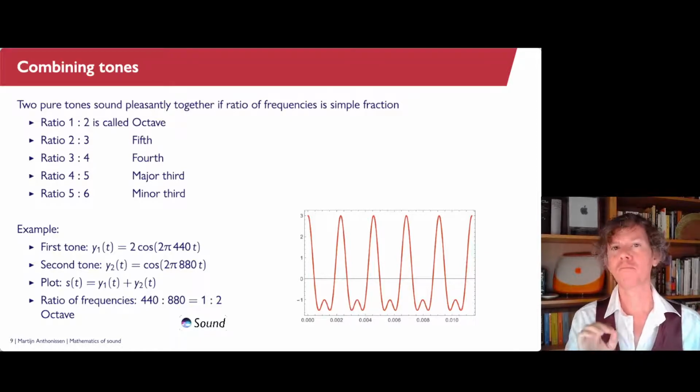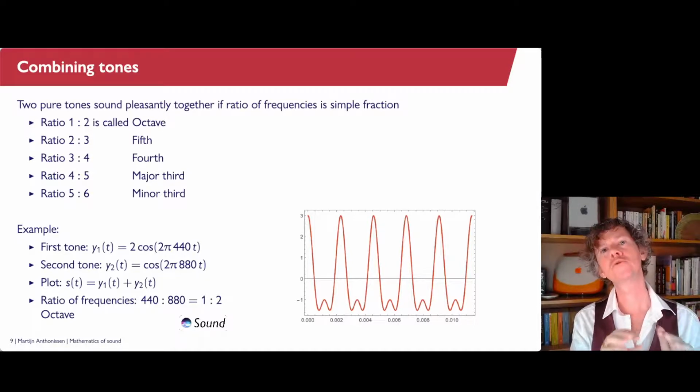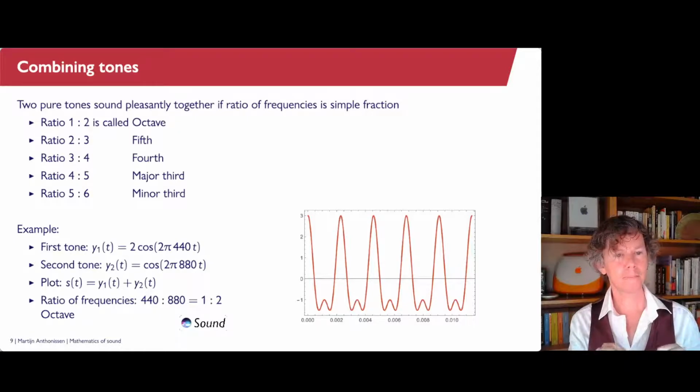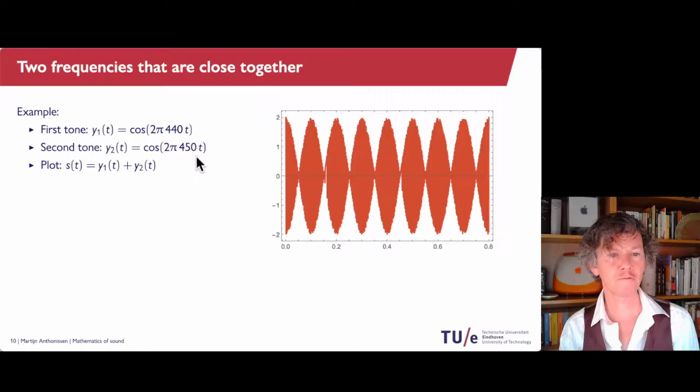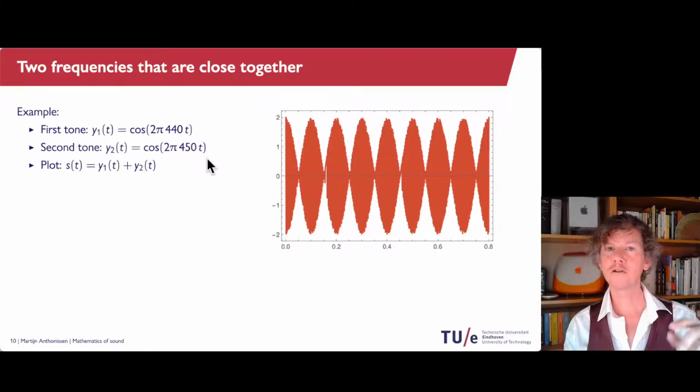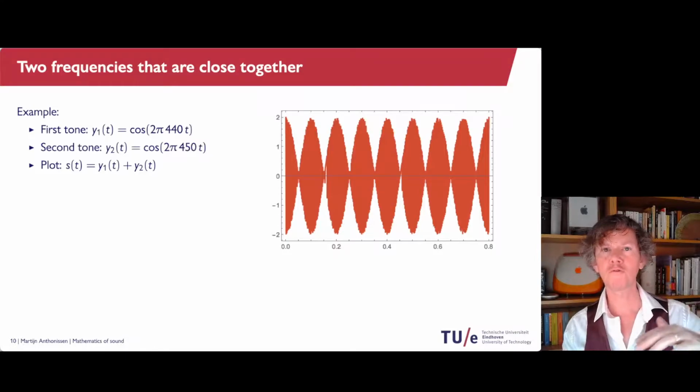If you have a more difficult fraction, so I'm going to combine now two tones with two frequencies that are not a simple fraction if you divide them. So the example that I have here is that I take the same tone of 440, but now I'm going to combine it with a tone of 450 Hertz. So if you would divide these frequencies, you get 44 over 45. That is not a simple fraction. Also, if you plot them together, you see something funny happening here.